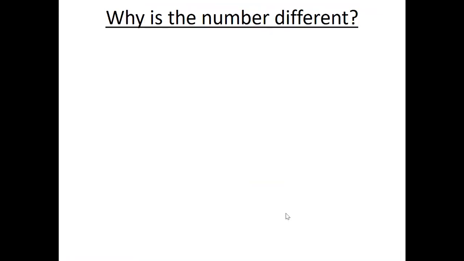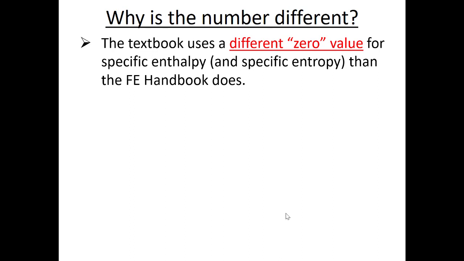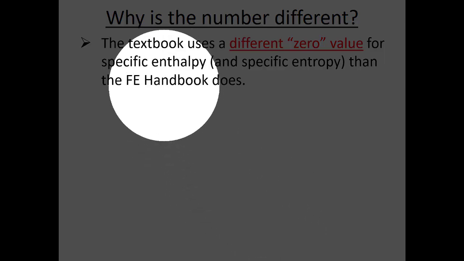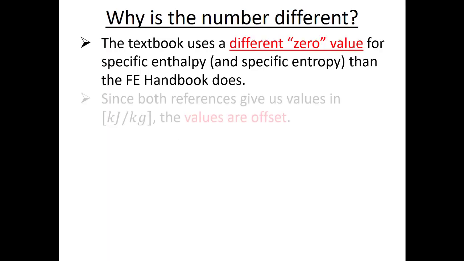So here I'll explain that in the text. The textbook has a different 0 value for a specific enthalpy than the handbook, right? This picture is taken from the FE handbook, but you could also find it on the DuPont website. DuPont is a company that makes different chemicals, including the refrigerant that we're using for this particular problem.